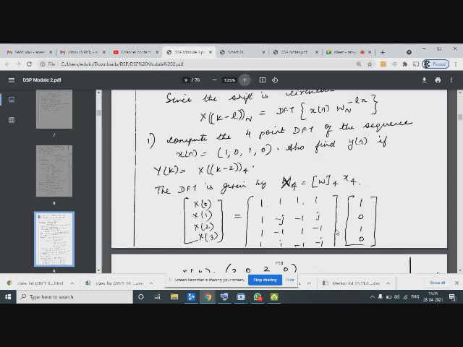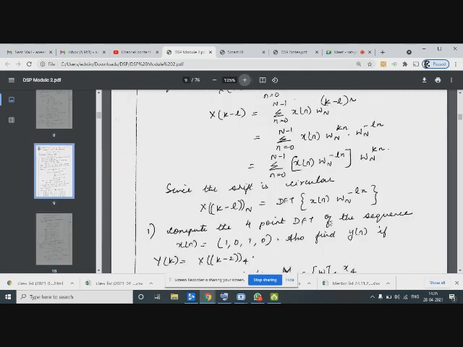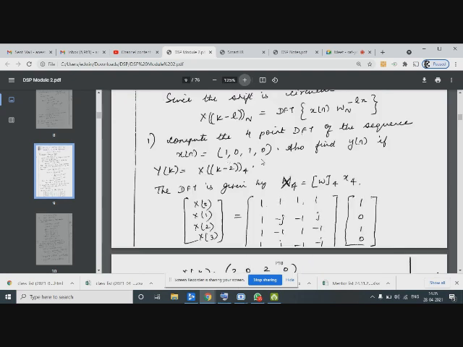Okay, now you all solve this problem. Compute the 4-point DFT of the sequence and also find y of n if y of k is x of (k minus 2) mod 4. What is the meaning of this? One thing is, okay, computing DFT you can do later. Oh no, you can't do it later. You have to do it here only. Okay, very simple. I think this sequence is given earlier to you.